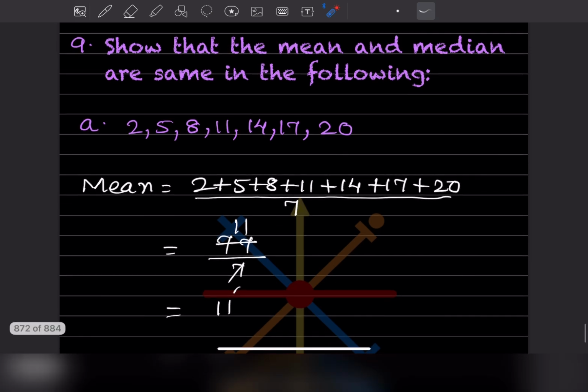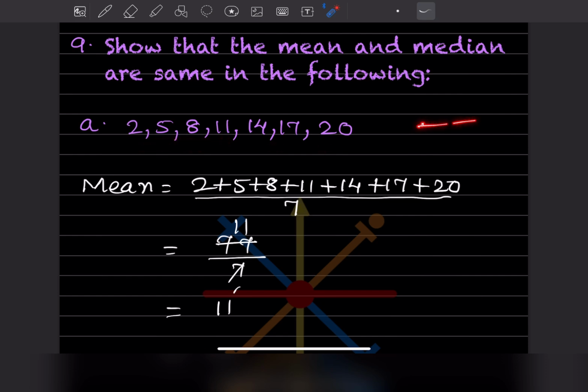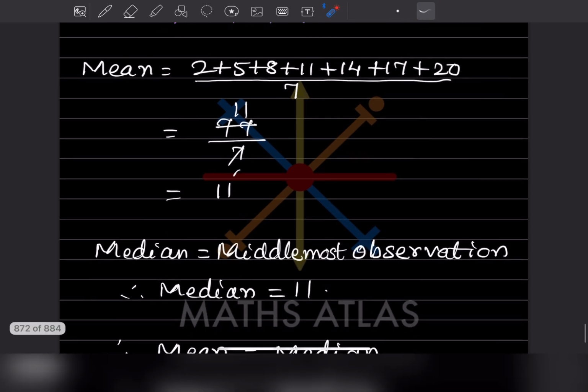And the median. For the median, we have to arrange the numbers in ascending order. But these numbers are already arranged in ascending order. You can see here, this is already arranged, so we need not do anything to it. Ascending means from small to big. So the median is going to be the middlemost number.